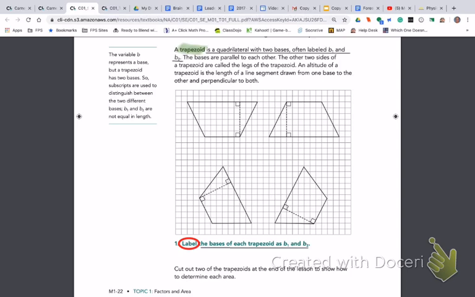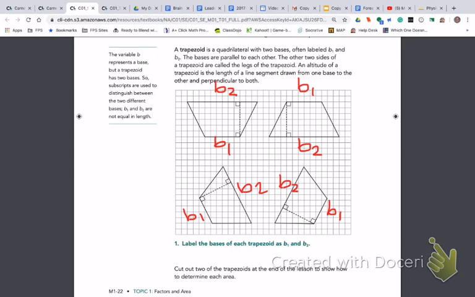A trapezoid is a quadrilateral with two bases, often labeled B1 and B2. The bases are parallel to each other. The other two sides of a trapezoid are called the legs of the trapezoid. An altitude of a trapezoid is the length of a line segment drawn from one base to the other and perpendicular to both. Please answer number 1 with your group.